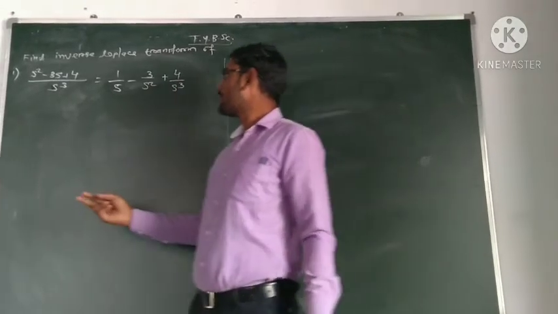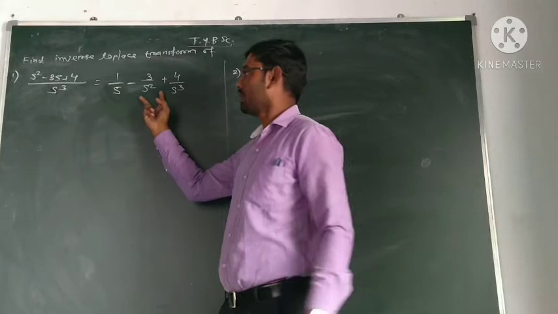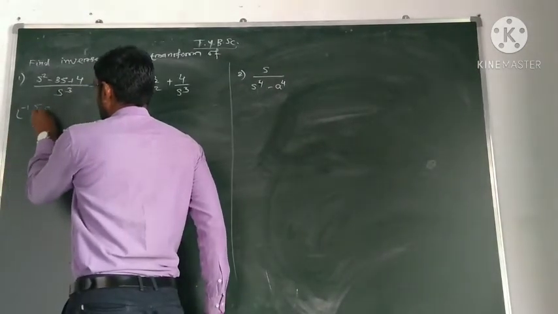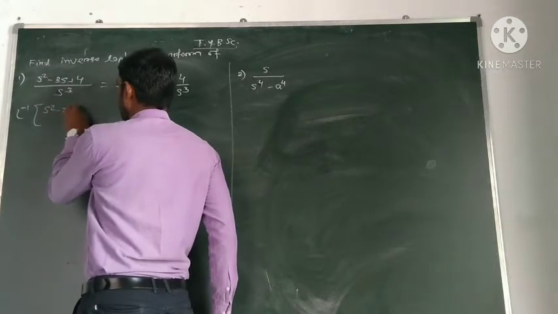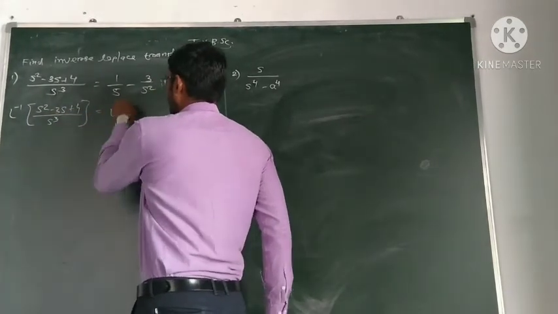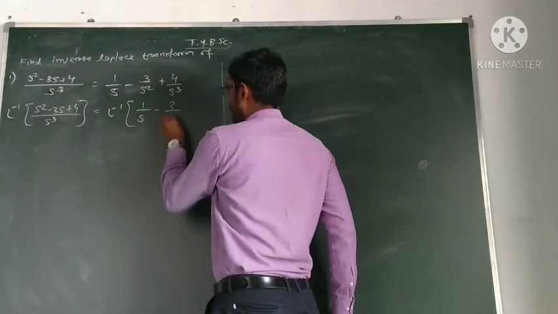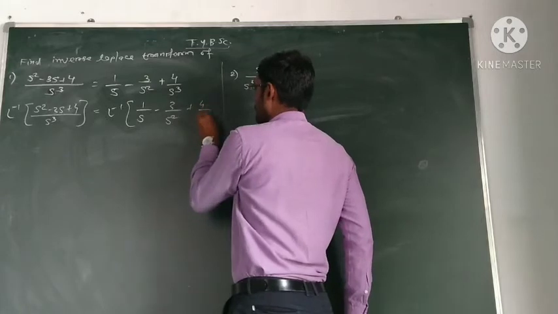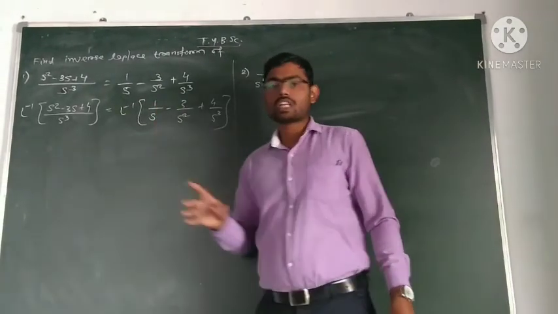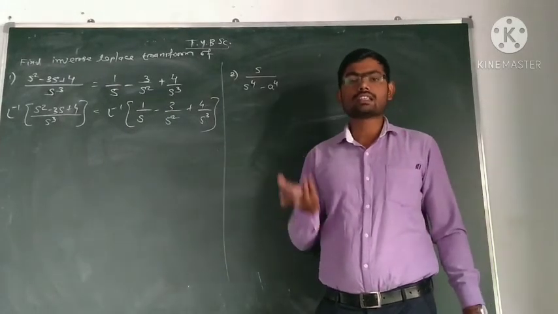So the inverse Laplace transform of this function is nothing but the inverse Laplace transform of this function. Laplace inverse of (s² − 5s + 4)/s³ is equal to the inverse Laplace transform of 1/s − 3/s² + 4/s³. Keep in mind one thing, as we have already seen, Laplace transform is linear. Similarly, the inverse Laplace transform also has a linearity property.